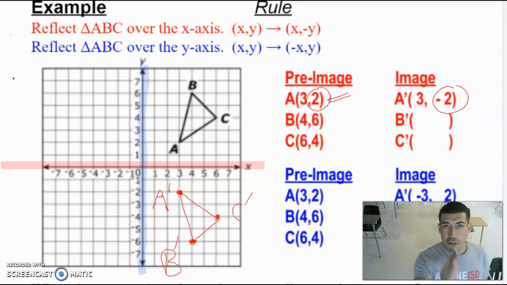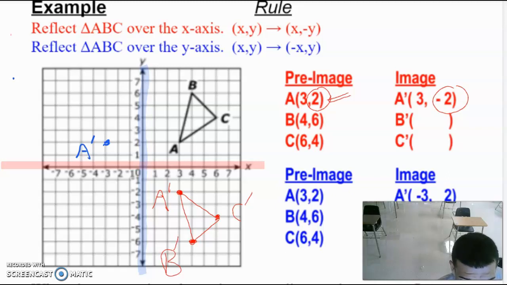Because I'm reflecting over the vertical line, the y-axis, my triangle will end up on my left side. From my line of reflection, A is 3 units to the right. So new A will be 3 units to the left. 1, 2, 3. That becomes new A. B is 4 units to the right. So new B will be 1, 2, 3, 4 units to the left. That was correct. That is new B. And then C is 1, 2, 3, 4, 5, 6 units to the right. So it'll be 6 to the left. That becomes new C.